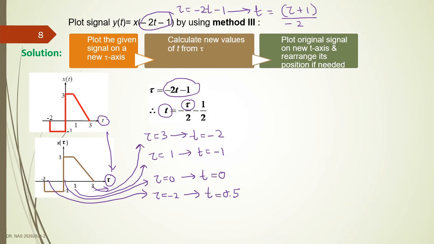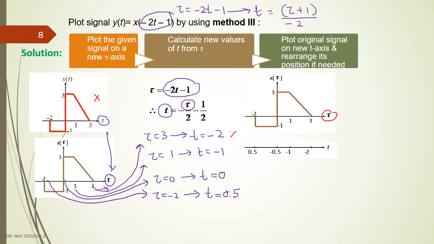Okay, so now you already have your new t values. Originally you have your signal in t, and you change it into tau. So this is the signal in tau. Then you need to plot the same shape of the original signal but on the new t-axis. This is your new t-axis from your calculation here.